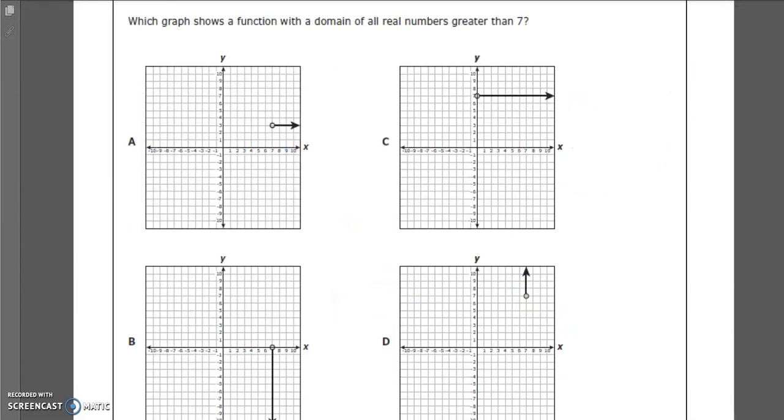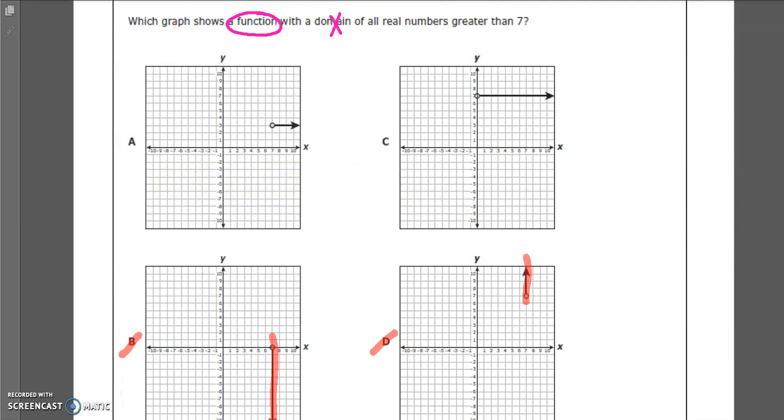Okay, number 18 says, which graph shows a function with a domain of all real numbers greater than 7? So there's two words in here we want to take care of. Domain, of course, means we're looking for x values. Showing a function, remember my function means my x's can't repeat, correct? So do you guys recall that if it's a function, can it be a vertical line? Because then does that not fail the vertical line test? So B can't be it. And this is also not a function, so D can't be it. So I'm only looking at either A or C.